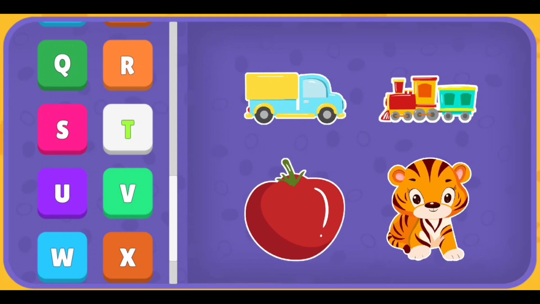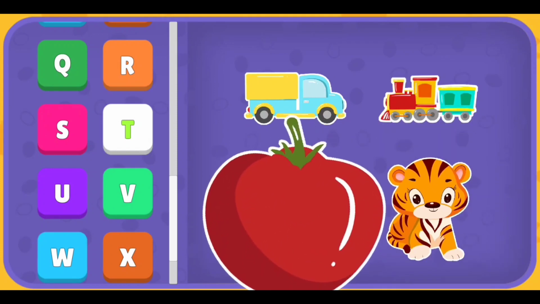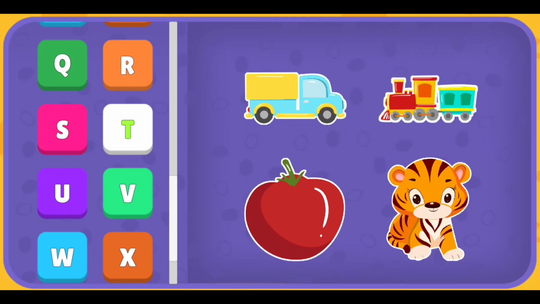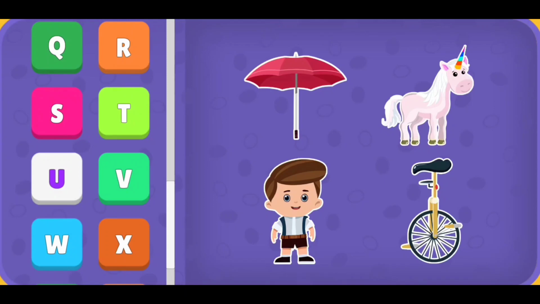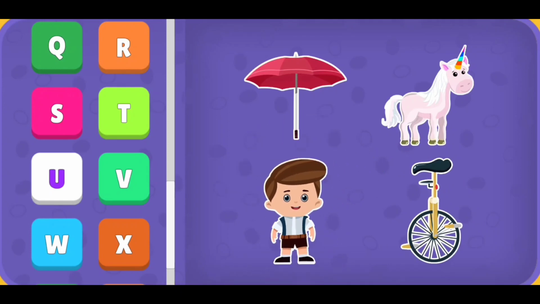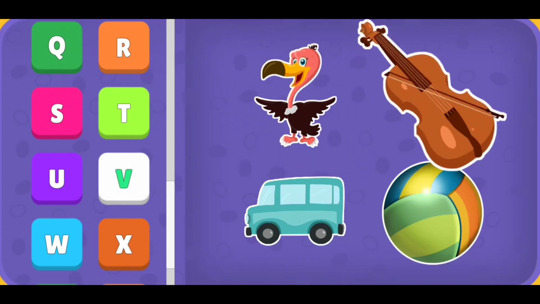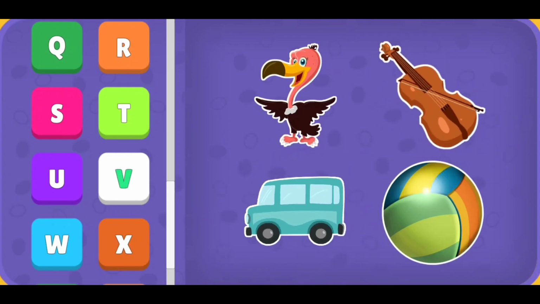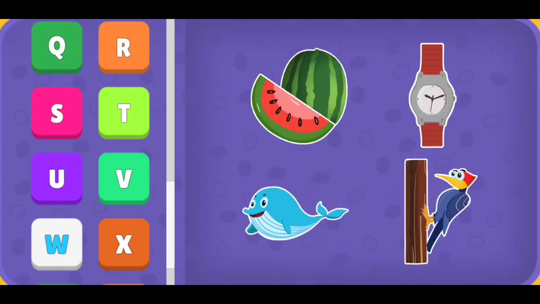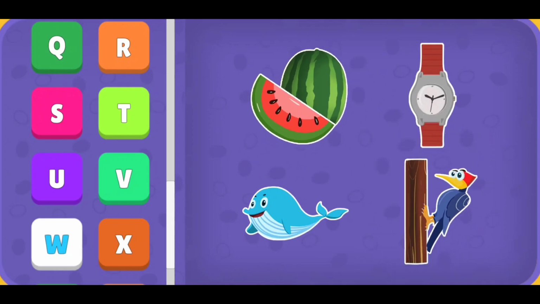T. Truck. Tiger. Tomato. Train. U. Umbrella. Unicycle. Uniform. Unicorn. V. Violin. Van. Volleyball. W. Watermelon. Woodpecker. Whale. Watch.